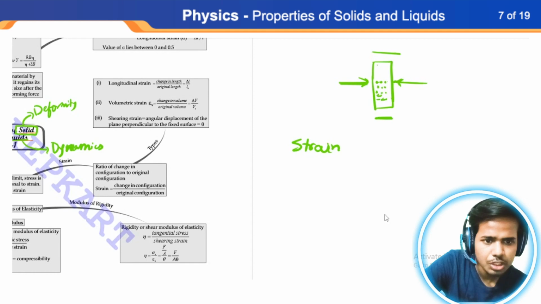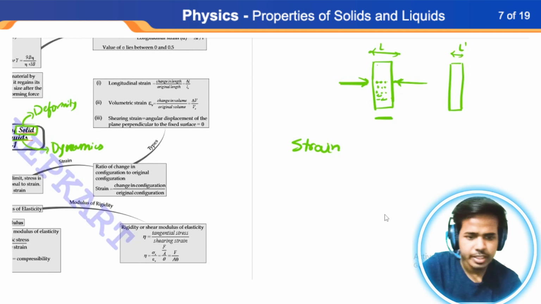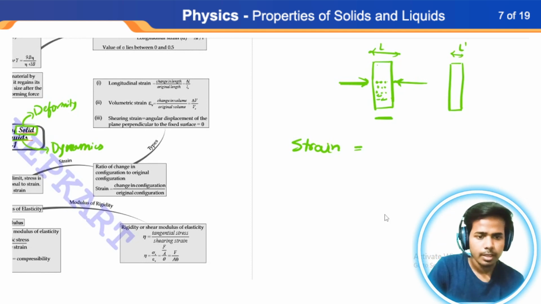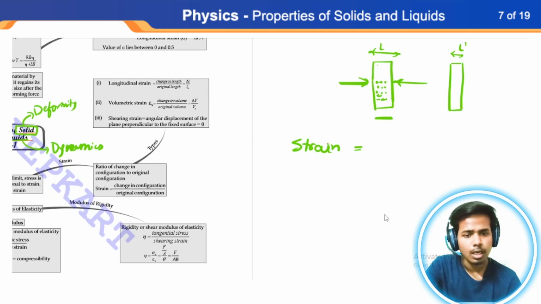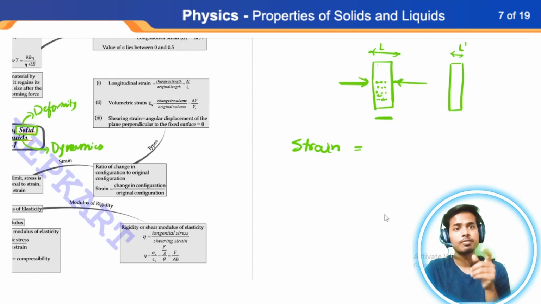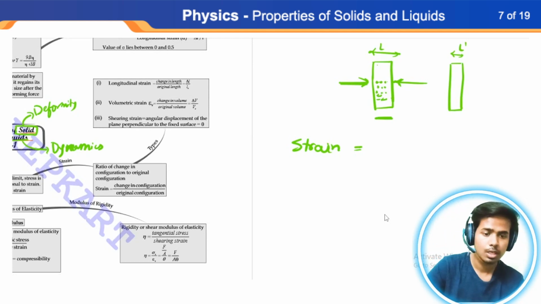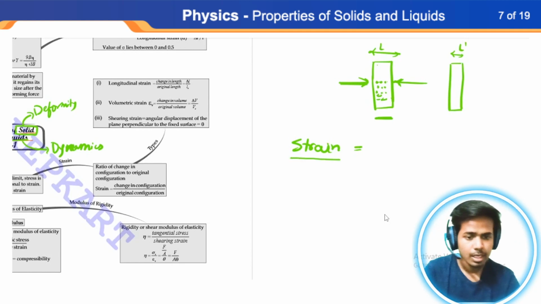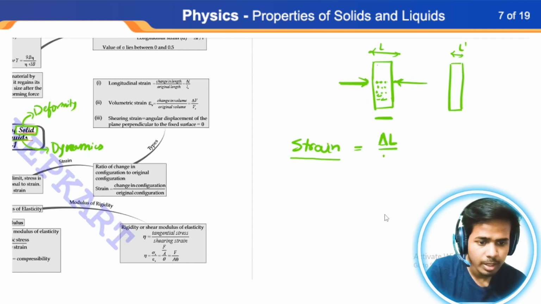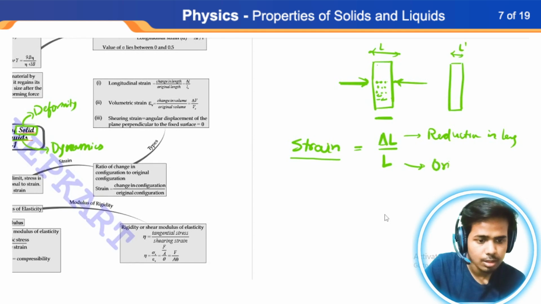Let's say this was initially L, and after compression this has become L dash. Then strain is defined as whatever the reduction is in the dimension. I'm calling this a dimension because we will have different types of deformities as well. Here we are looking at only one of the dimensions, but later we will have volumetric compression as well. So I'm calling this a general term. Strain is equal to delta L divided by L, where delta L means the reduction in length divided by the original length.